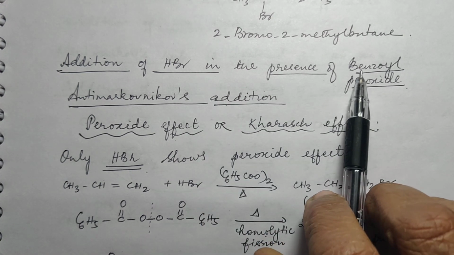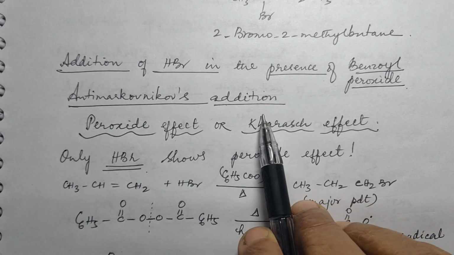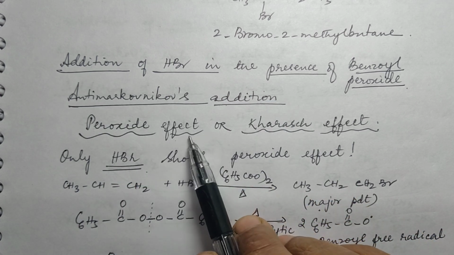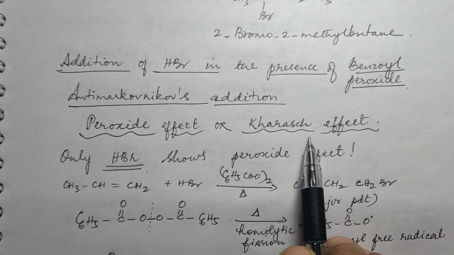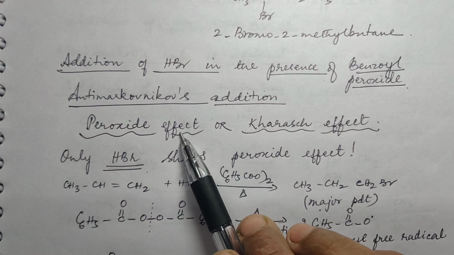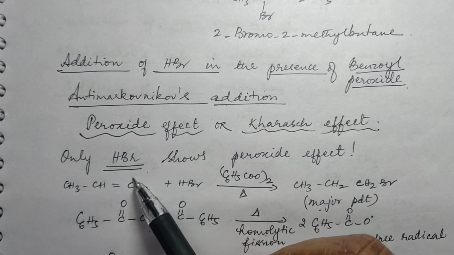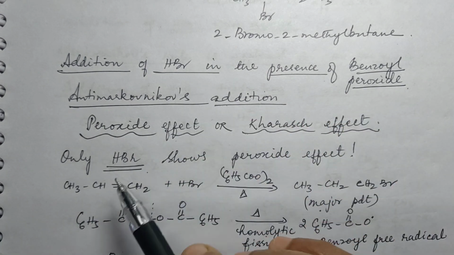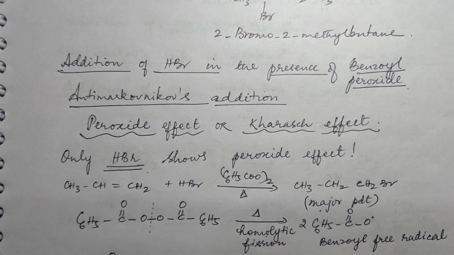Now, in the presence of benzoyl peroxide, the reaction is called anti-Markovnikov's addition, or it is also called the peroxide effect because of the peroxide that you are adding, or it is also called the Kharasch effect. This peroxide effect or Kharasch effect will take place only with HBr, not with HCl, not with HI. Only HBr will show this peroxide effect. Be very clear about this.